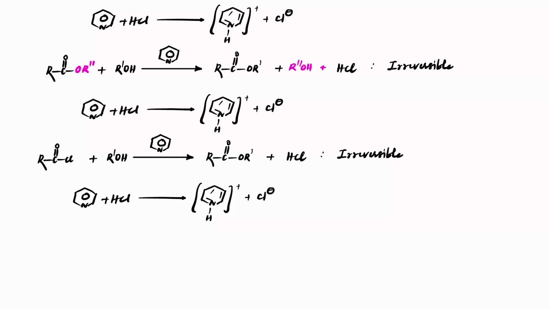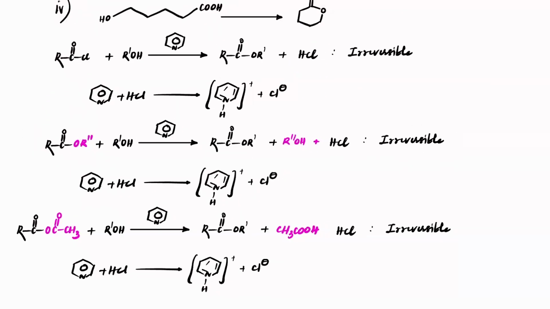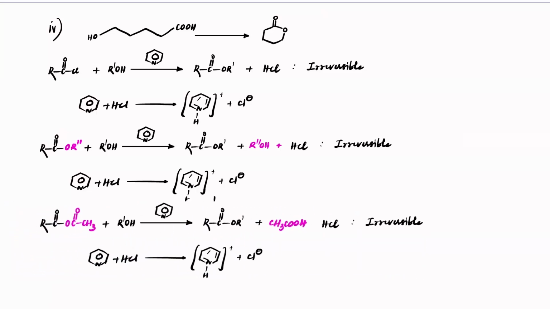So the same thing would happen with esters as well as anhydrides. Let me show you an anhydride here. Suppose you have OC double bond OCH3, which means one will be the ester, and the other form will be the acid, CH3COOH. The irreversible condition is the same in all 3 cases. Everyone understood how the reaction is proceeding and what is happening here?